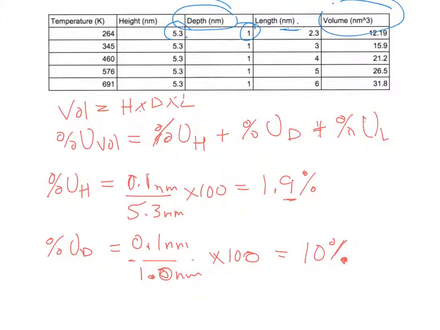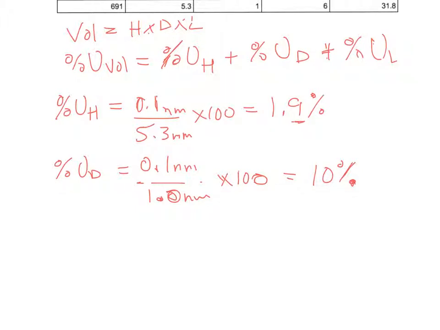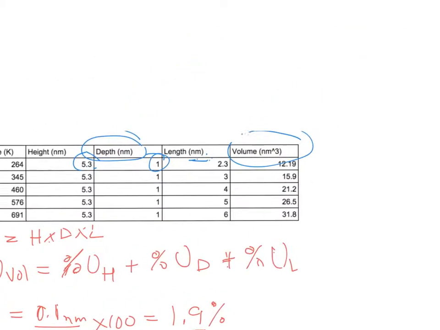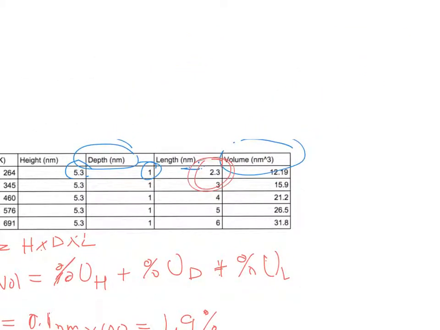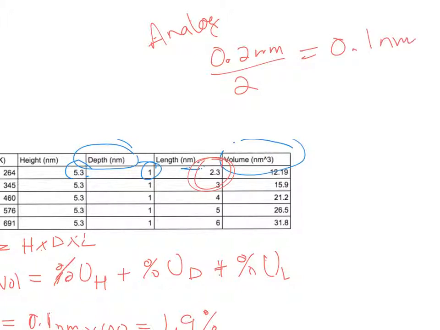So to calculate the next one, we're going to have the percent uncertainty for the length. Now that one was calculated up here, my 2.3. 2.3 here was measured using a ruler, but the ruler's smallest measurement was 0.2 nanometers. So I just divide that by 2 because it's analog, and that just equals 0.1 nanometers. And this is my absolute uncertainty for that measurement.